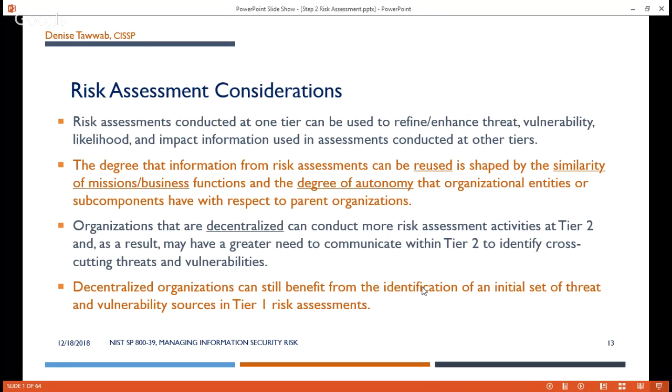Decentralized organizations can still benefit from the identification of an initial set of threat and vulnerability sources in Tier 1 risk assessments. So I can start at Tier 1 with a high level and then pass that down to the different business units. And those business units can add the business unit information and refine the risk assessment.